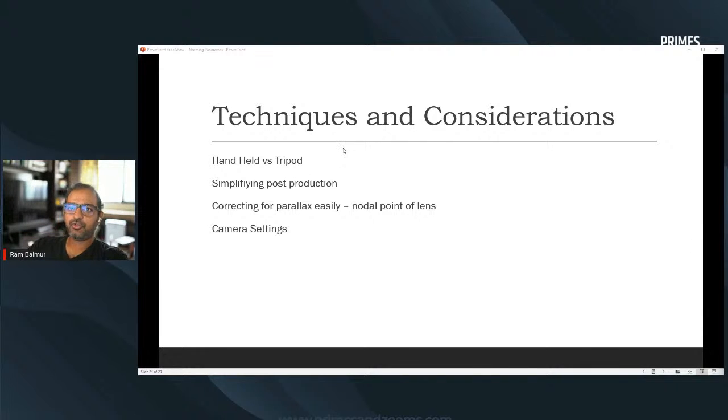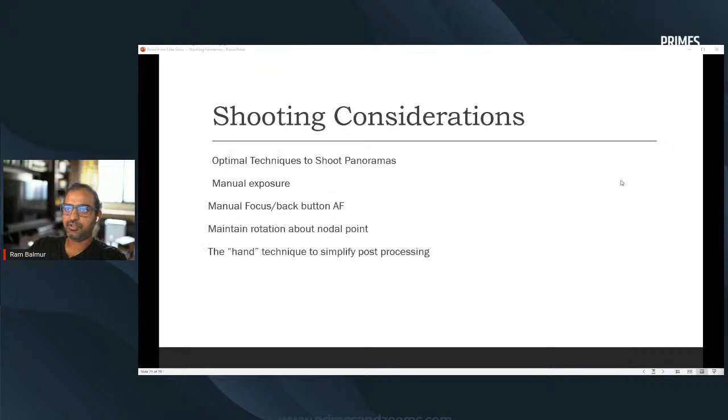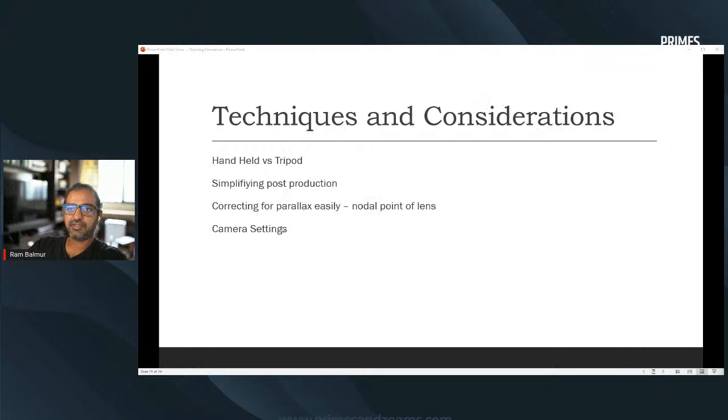So one thing is, should you shoot a panorama handheld or with a tripod? Now that's a bit of a complicated question. So let me just see if I have all of this. Yeah. So all the photographs that you've seen that I've shown you have been shot on a tripod. I did not use a tripod for any of those photos. And there's a specific reason for that, which is correcting for parallax, and I'll get to that later. The second thing is simplifying post-production.